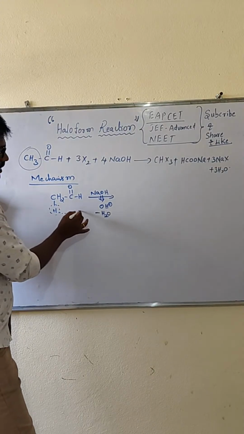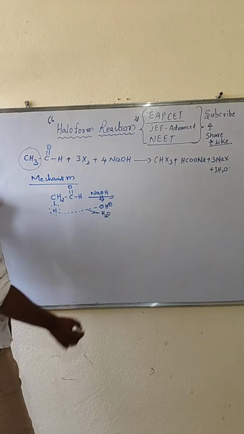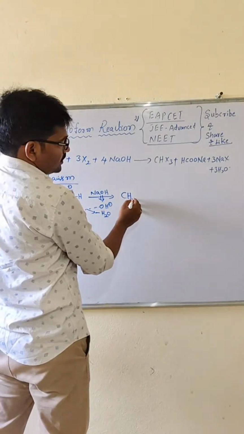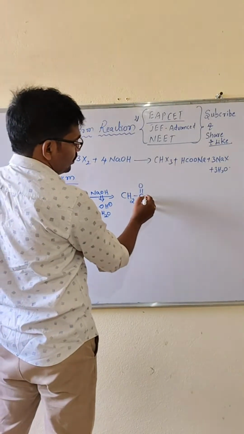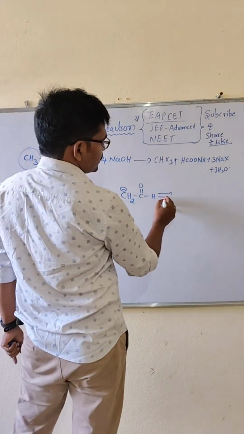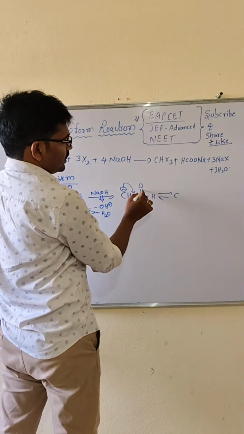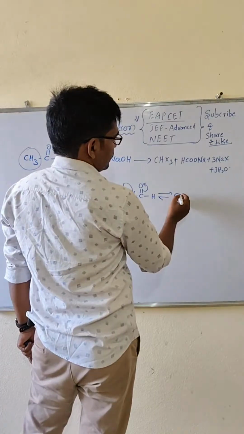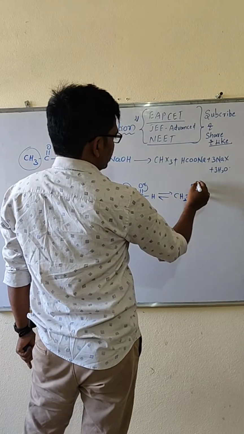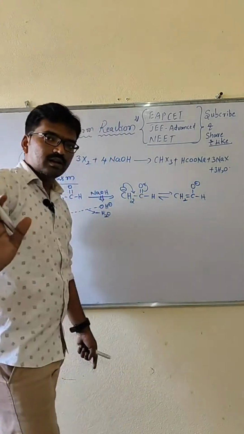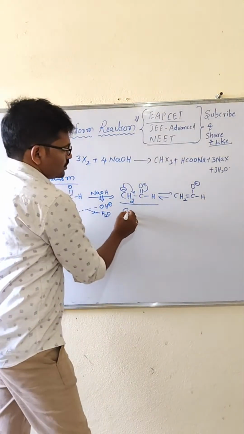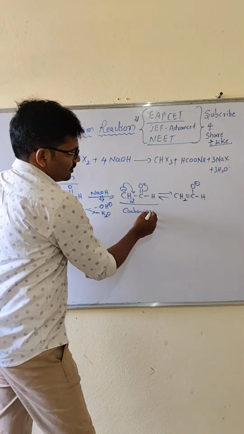This hydrogen atom, it takes, and it will be converted to H2O. After the removal of H plus from it, CH2 minus, C double bond O, H, the carbanion will be formed. Of course, this resonance structure will also be there: when the bond is shifted, CH2 double bond C, O minus, H, like this. Clear? So after using one NaOH, a carbanion is formed. So the carbanion is an intermediate in it.